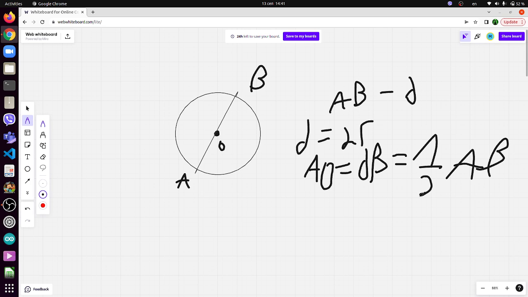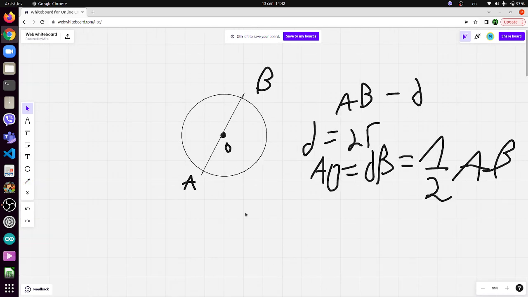So there are unlimited radiuses and limited diameters which we can make. AO is a radius, OB is also a radius, and AB is the diameter.